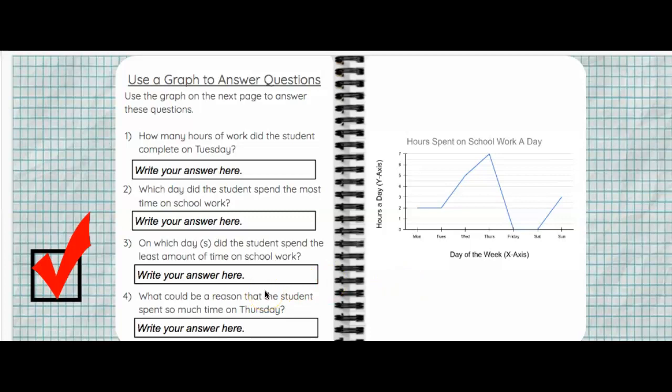And the last question is, just think about it for a second. Scientists like to ask questions or answer questions. Maybe they could test reasons, but just hypothesize, like what could be a reason that a student spent so much time on Thursday working? There's no right or wrong answer here, but scientists like to generate questions and think of possible reasons for the data that they see. So just think of what a reason for that might be.